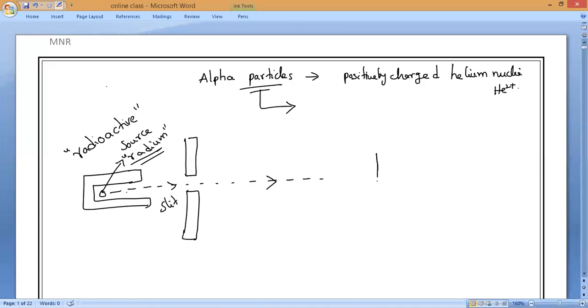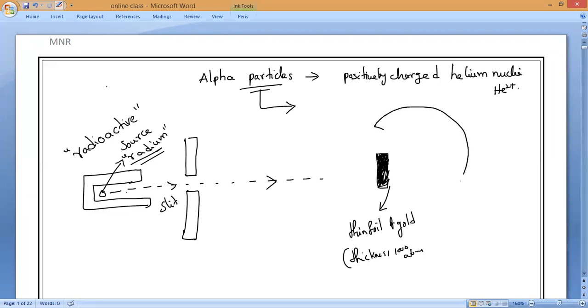Here he arranged a foil of extremely minute thickness, 1,000 atoms thick. What is that foil called? All of you, what is that foil? Gold foil. Yes, it is called a thin foil, which is made of what, Mr. Johan? A thin foil of gold, which has a thickness equal to how many atoms, guys? Thickness of 1,000 atoms. And he arranged a screen surrounding it.